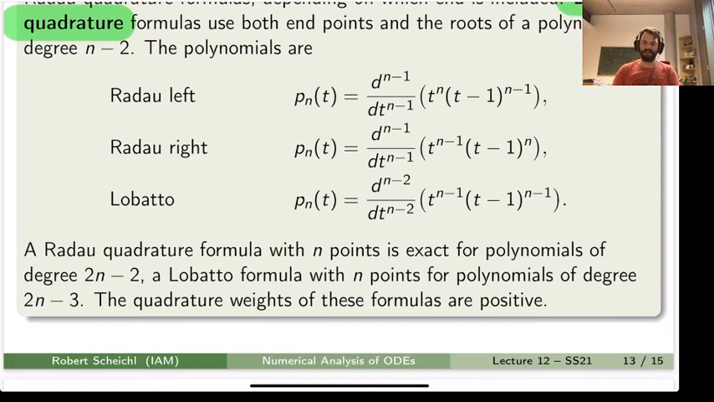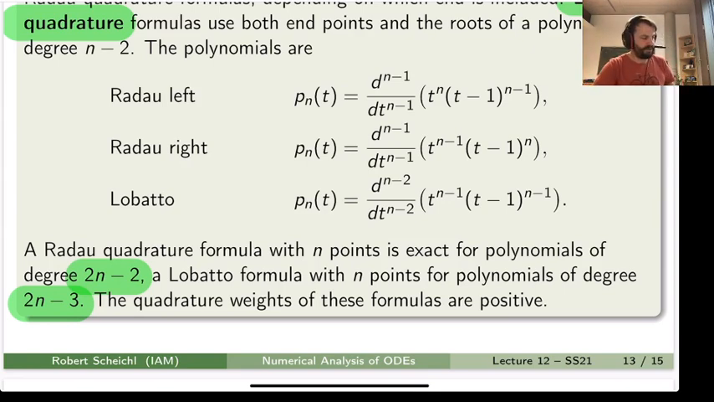Okay, so these are all the Legendre polynomials, just once with order n, with order n minus 1, and with order n minus 2. But for the Radau left, you need to do this shift, and with the Radau right, you need to do that shift. A Radau quadrature formula with n points is exact for polynomials of degree 2n minus 2. So you lose 1 over the Gauss, and the Lobatto loses 2. So the Lobatto is exact for polynomials of degree 2n minus 3.